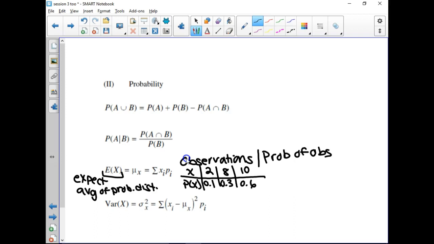Now it's easy to do this in your calculator. If you have your calculator now, you can quickly put it in. At home, pause it right now. What you're going to want to do is enter L1 for your observations and then L2 for the probability of your observations. I'll give you a second to do that. It's just easy to do those three. Just a quick calculator reminder.